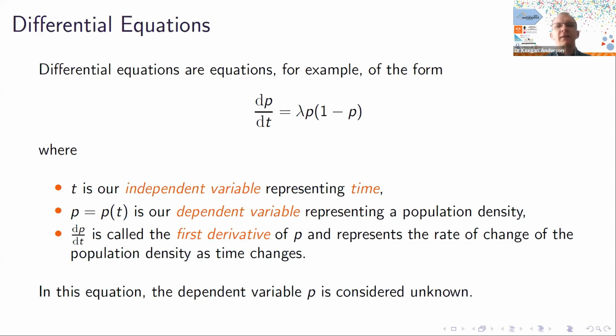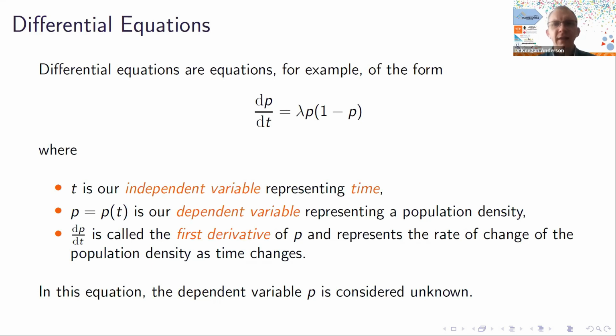P represents our dependent variable, and it's dependent on t, so dependent on our time. This model is, ironically, for population dynamics. So the P here represents a population density. And the dP over dt term is what we call the first derivative of P.